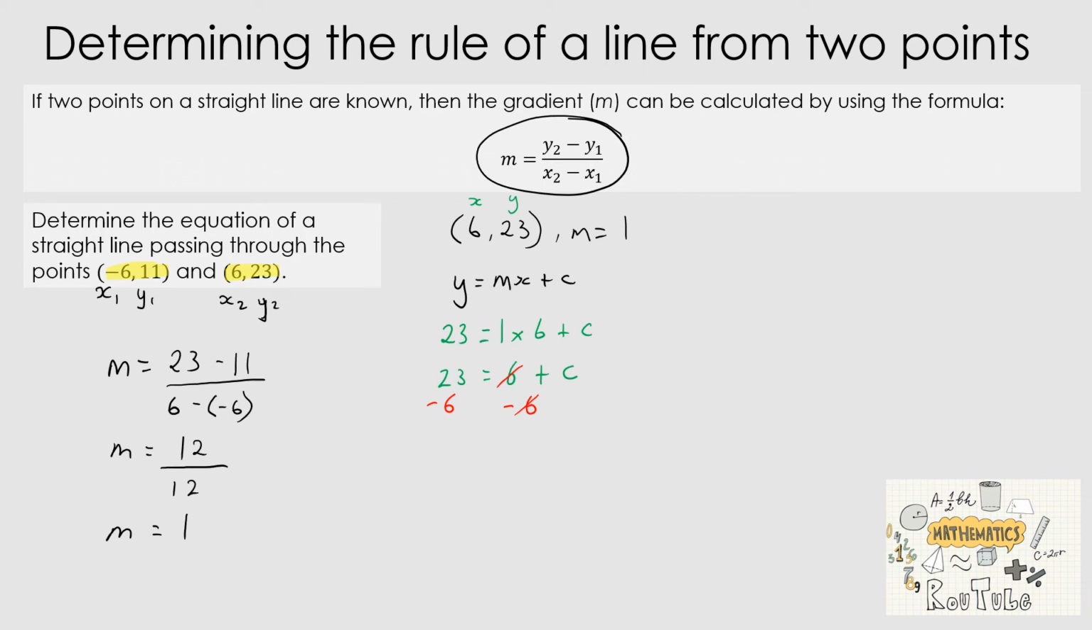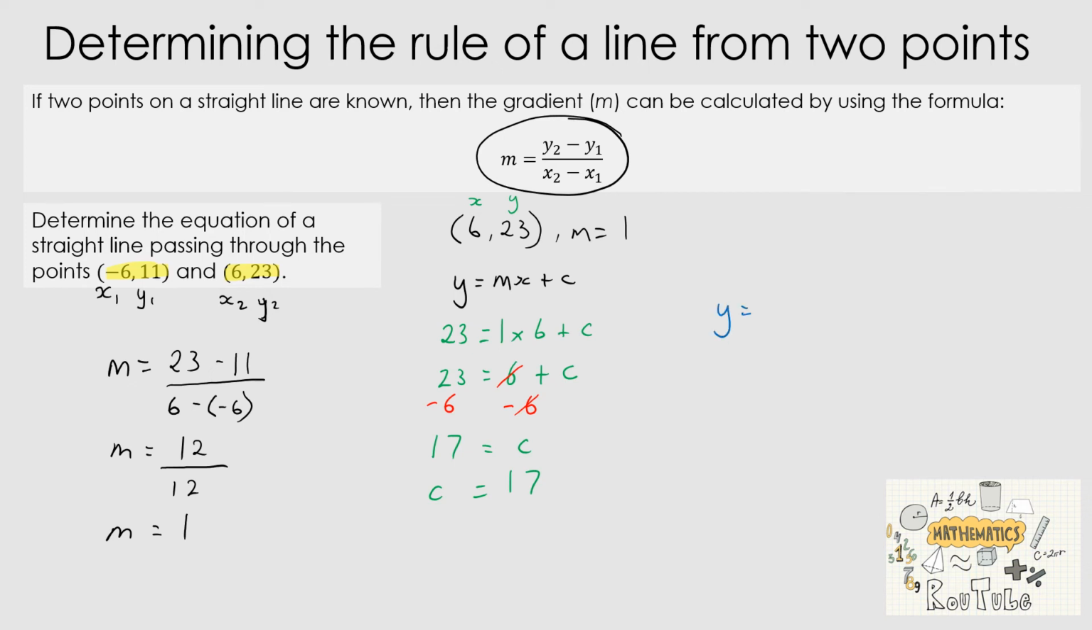So then on the left hand side, we're left with 23 minus 6 gives us 17. So 17 equals c, which is the same as c equals 17. So we've now got our m, our gradient, and we've now got our y-intercept. We should be able to find our equation.